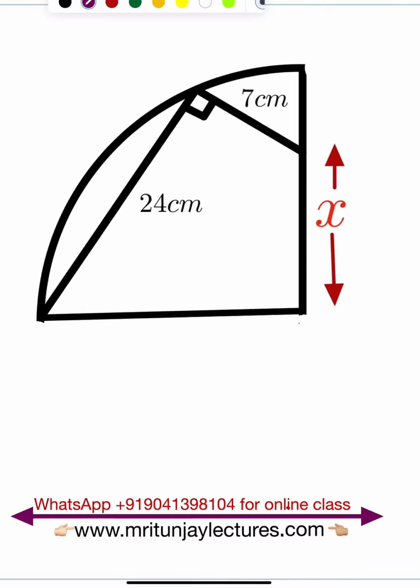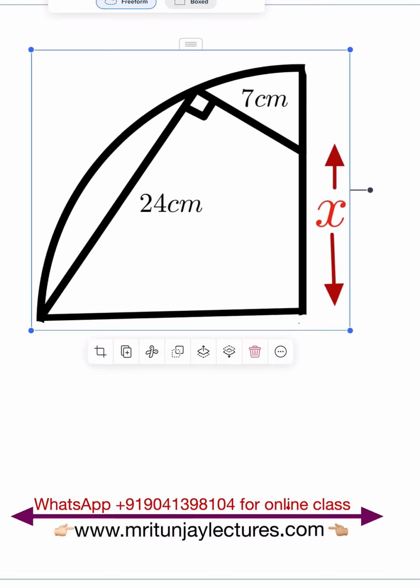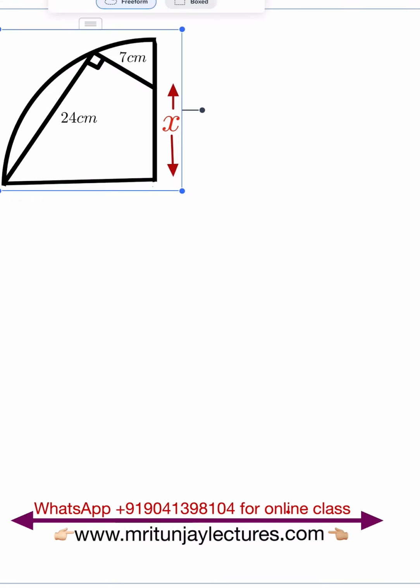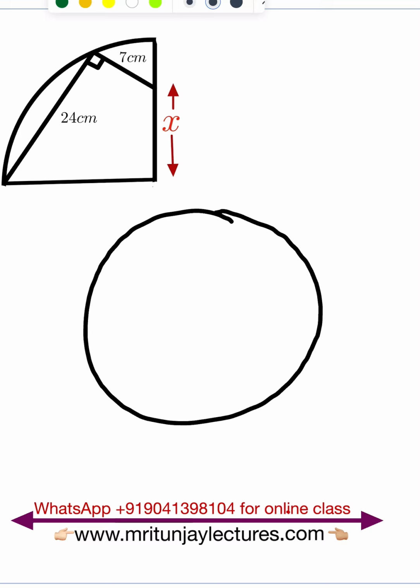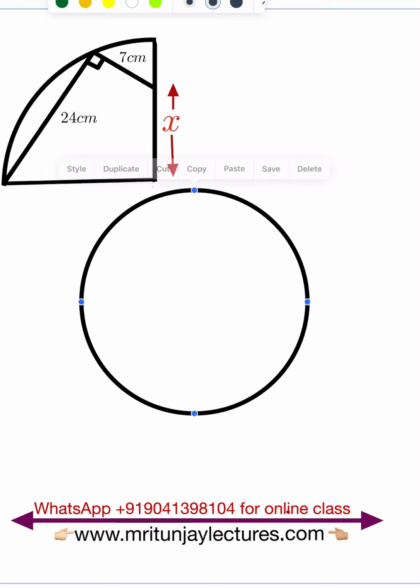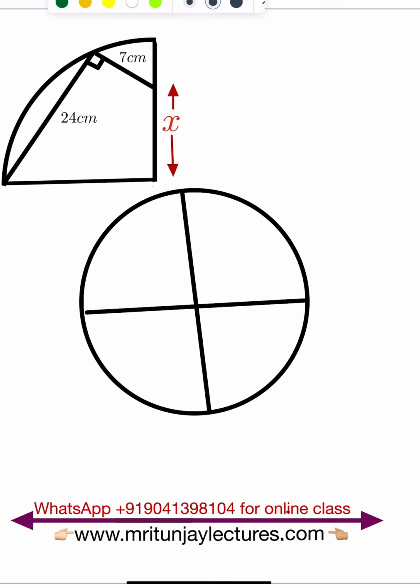Today, our target: how can we determine x? Look here very carefully. First of all, if you redraw this circle like that, in a very simple way, this one is a diameter of the circle, and this one is also a diameter of the circle, and you can assume this one is 24 centimeter.